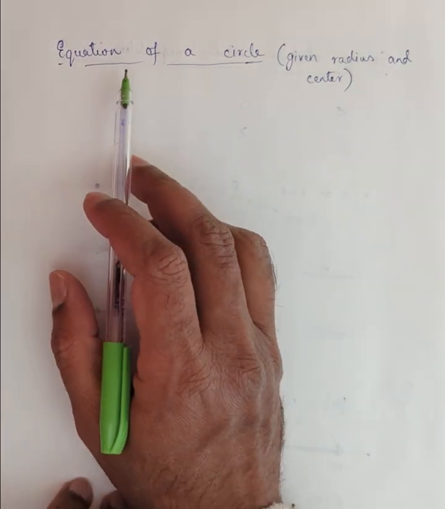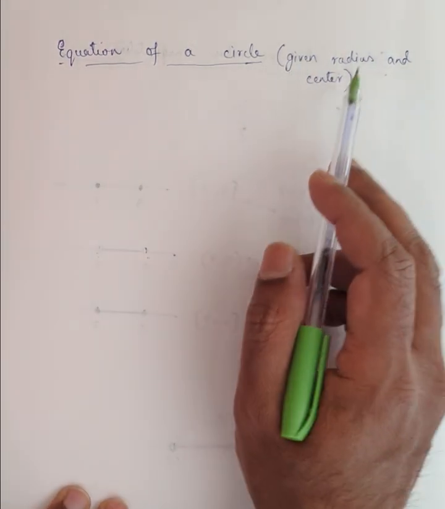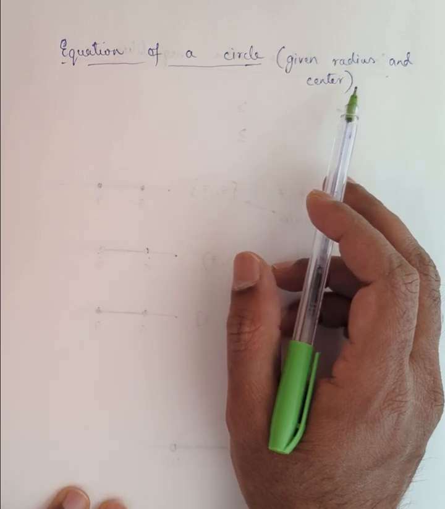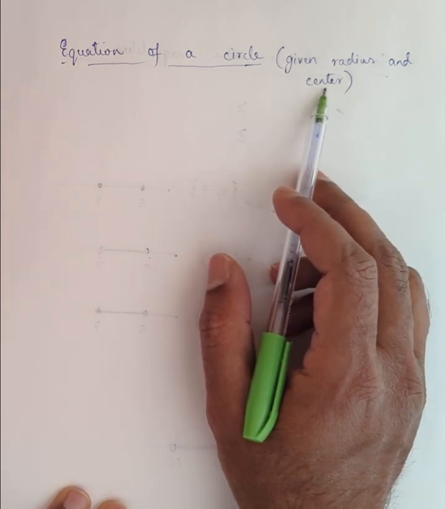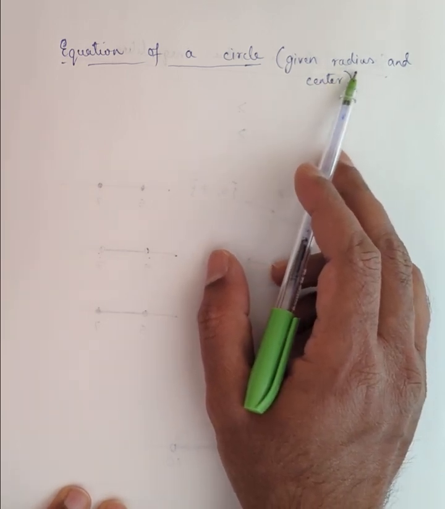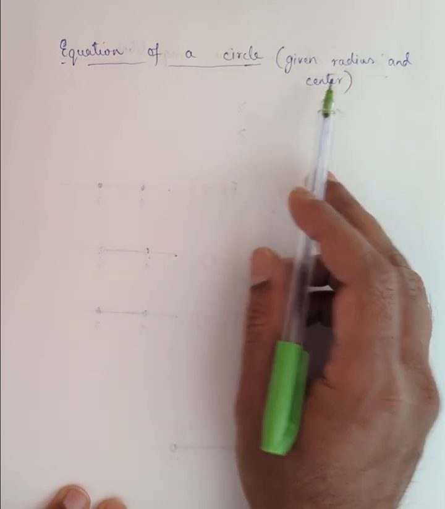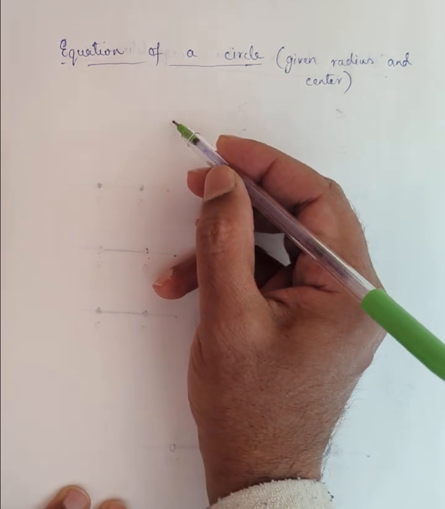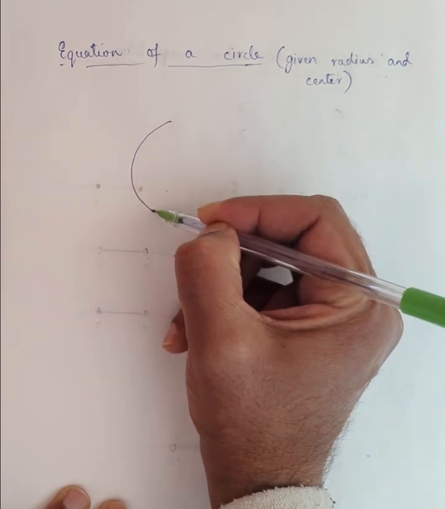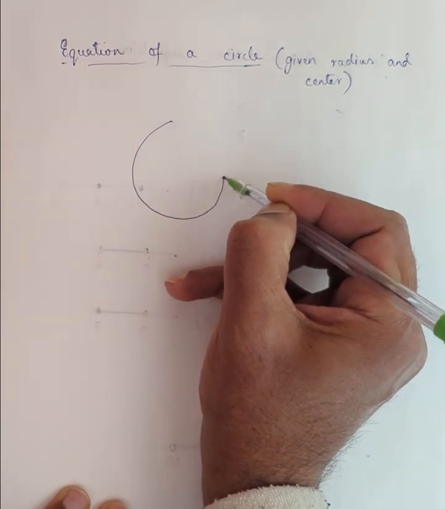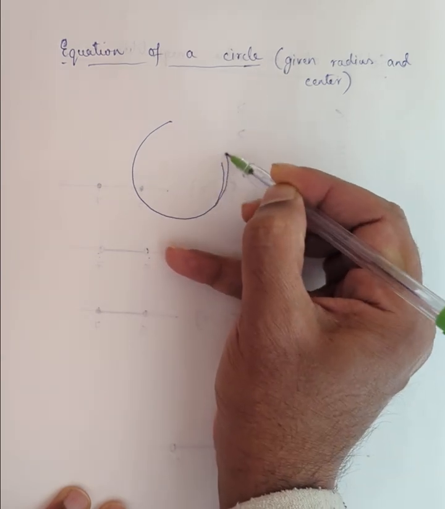In this video, we'll find the equation of a circle when the radius and center are given. So the center is a point and the radius is a number. Let's take the special case of the center at the origin. So if the center is at the origin and the radius is r, let me draw a circle.